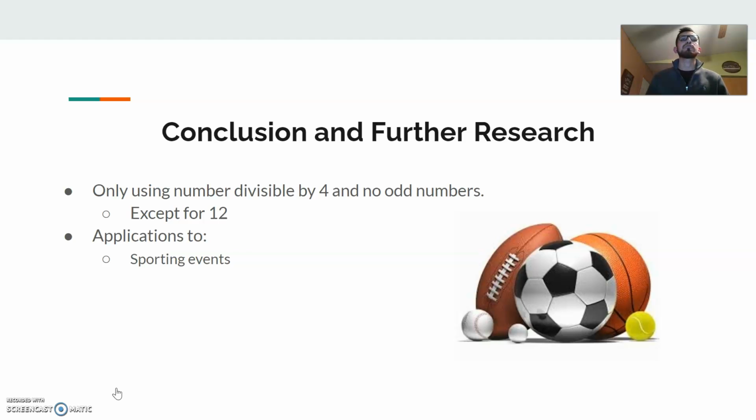Some applications of this could be sporting events, for example, track and field. If we have a select number of events and a select number of players, we can use the same process, just different numbers with the same process.